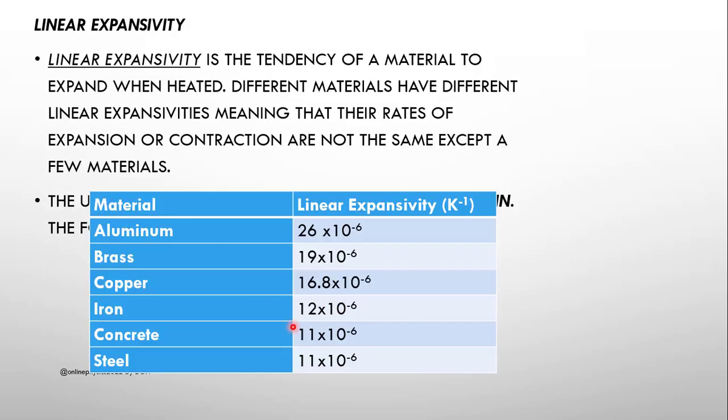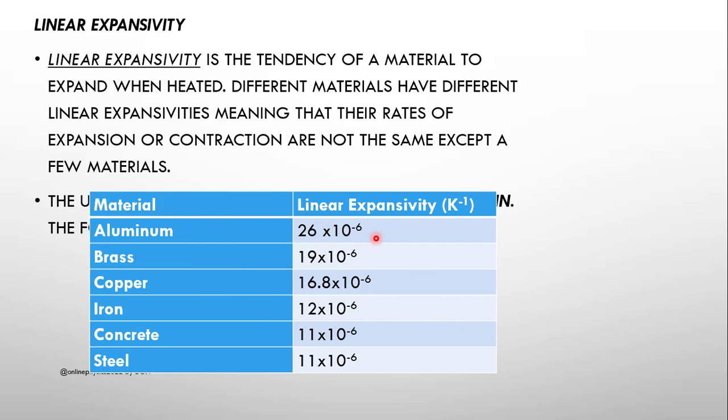Moving on from that particular point, we can now look at linear expansivity, having looked at that comparison of expansion and contraction. When we talk about linear expansivity, it is the tendency of a material to expand when heated. So different materials have different linear expansivities, meaning that their rates of expansion or contraction are not the same, except a few materials. So you can see this particular table that we have here.